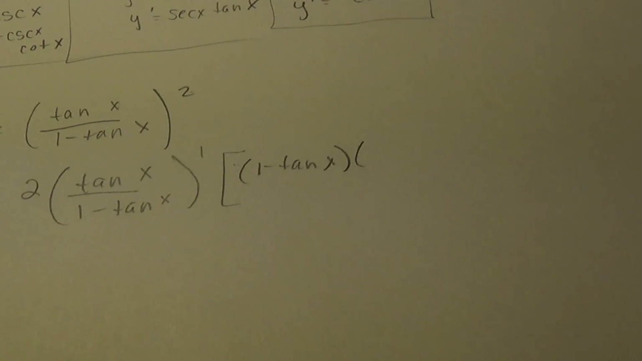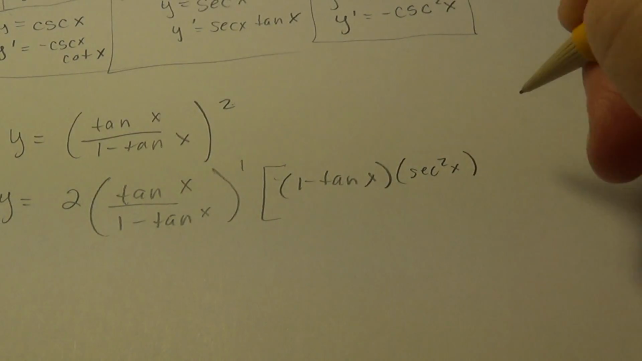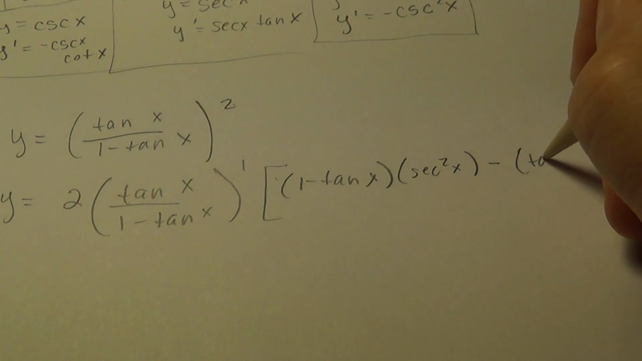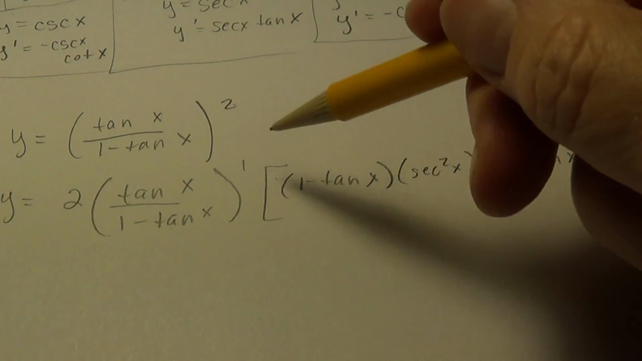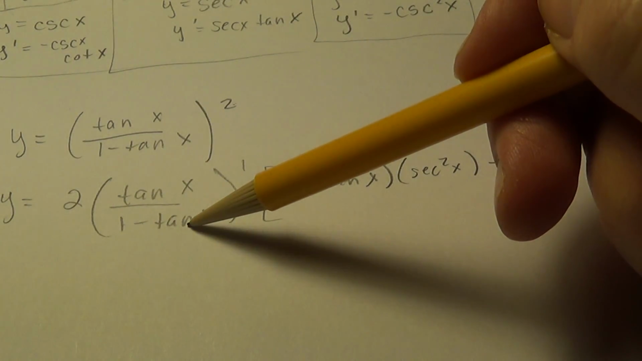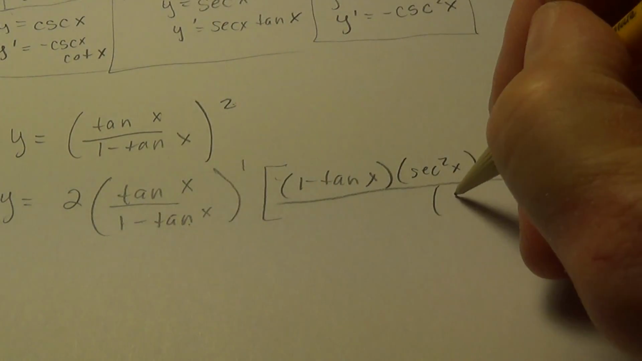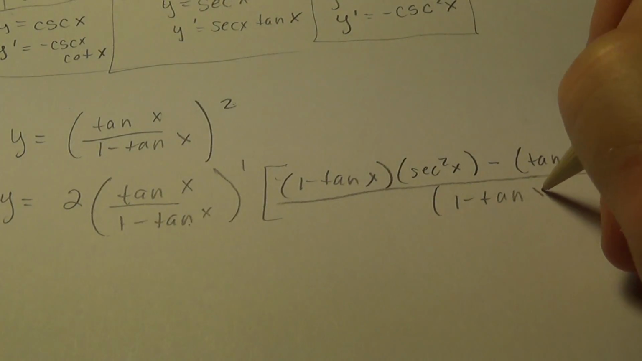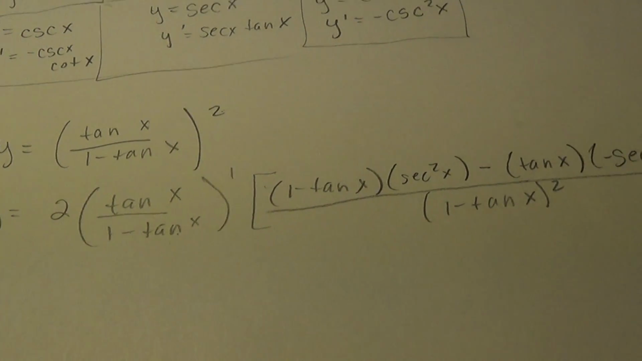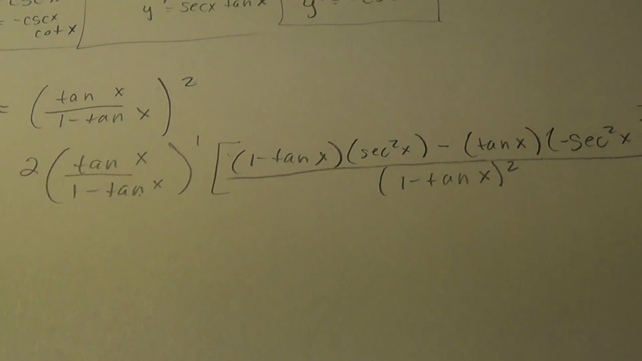The derivative of tangent is secant squared minus the top times the derivative of the bottom. The bottom is 1 minus tangent, so the derivative is negative secant squared x, all over the bottom squared. Alright. So hopefully you got that far, and did you clean it up?